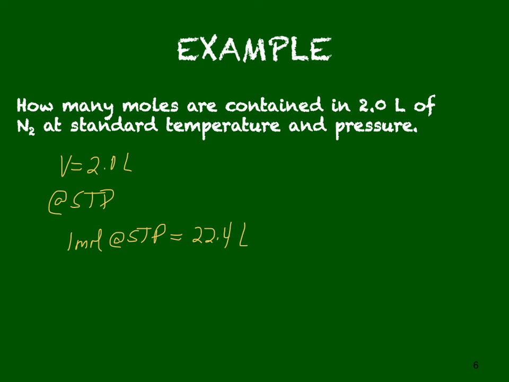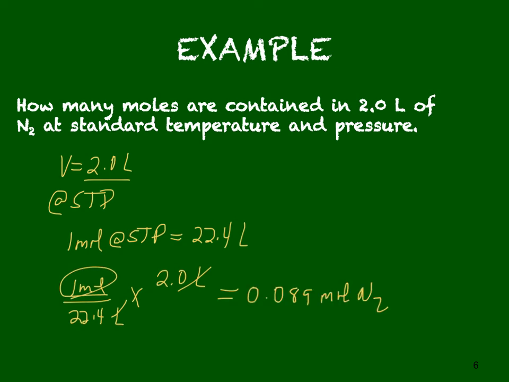So in other words, I can actually turn this into a conversion factor. 1 mole over 22.4 liters times our initial 2.0 liters. Liters cancel. That tells me I've got a number of moles, which is equal to 0.0892 moles of nitrogen.